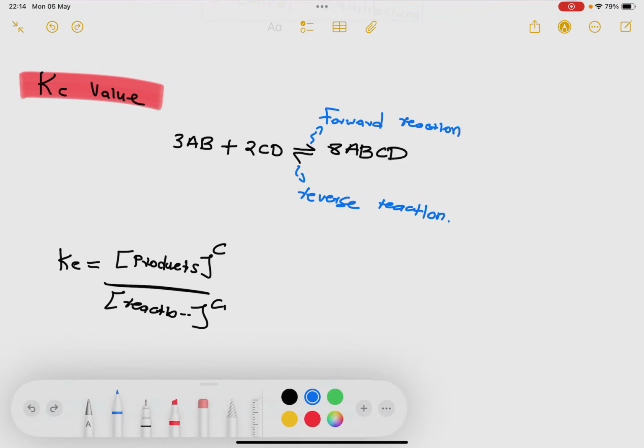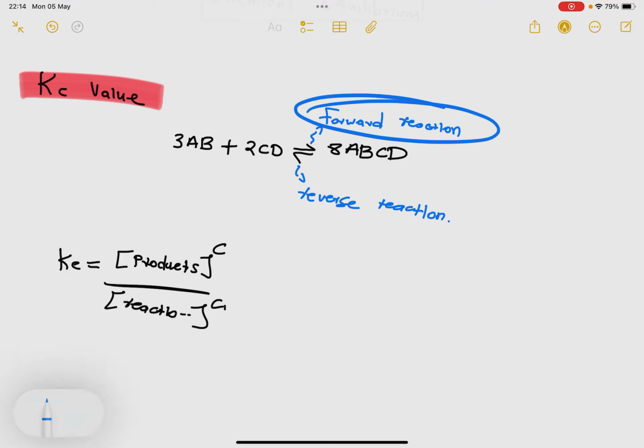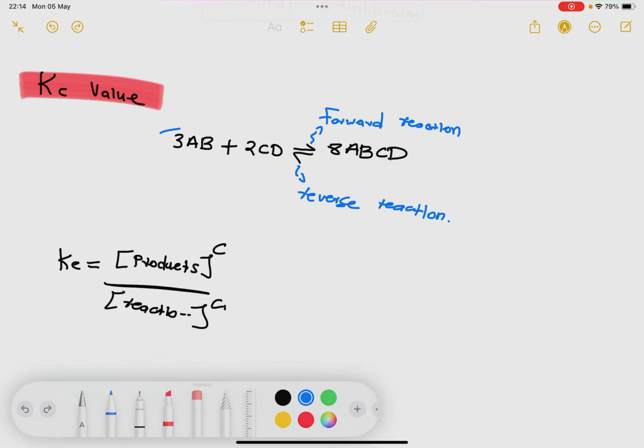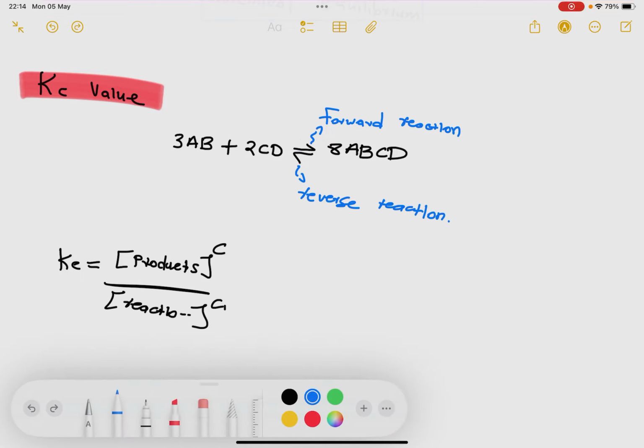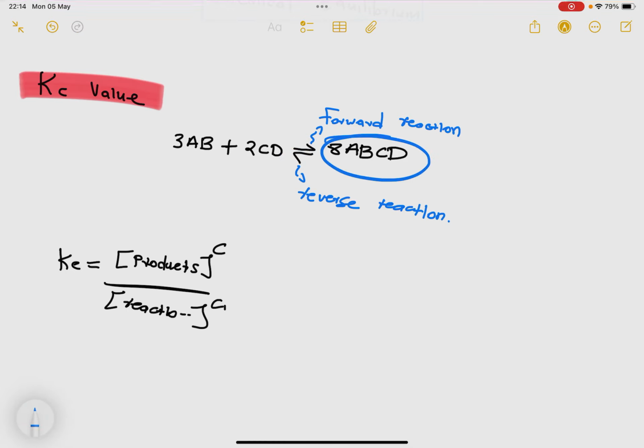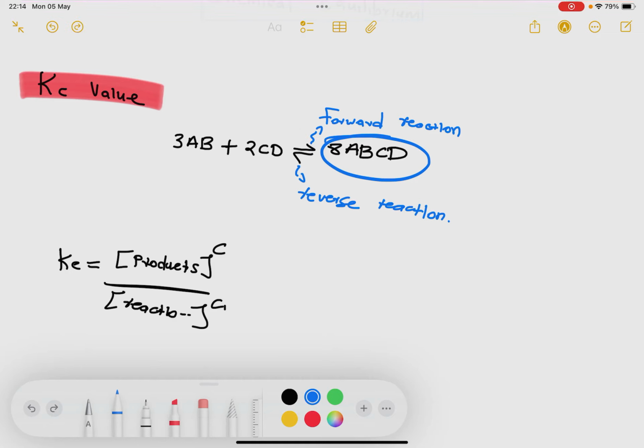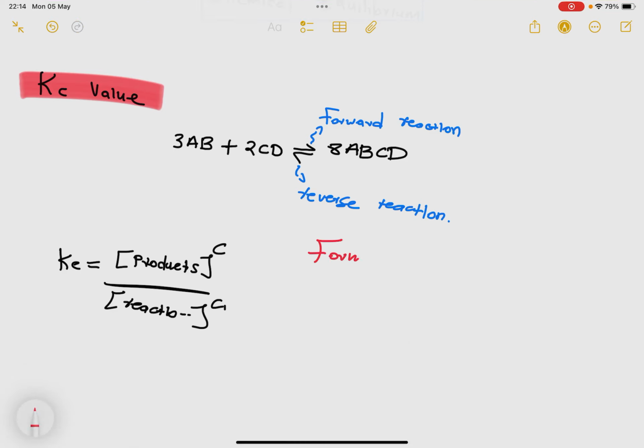So the forward reaction is given by this arrow right here. The forward reaction is given that we start with this and this is our product. But the reverse reaction, as you can see, we are going this side. It means that we start with this and we end up with this. So let's focus on the forward reaction, right? Let's say that we are looking at the Kc for the forward reaction. So how do we calculate the Kc of the forward reaction?